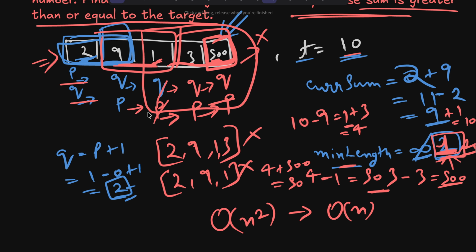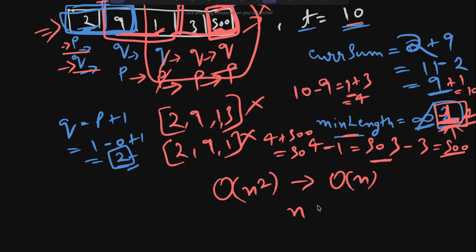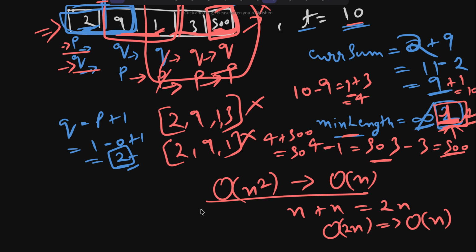because here also we have P and Q, right? So P can only move till n elements, Q can also move till n elements. So we will have n plus n, that is 2n. So P and Q together moved to n elements, and that means we will simply have order of 2n time complexity, which is basically equal to order of n time complexity. And that's how we are able to get this result.